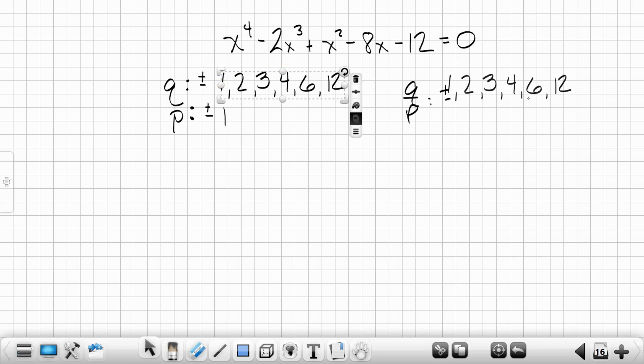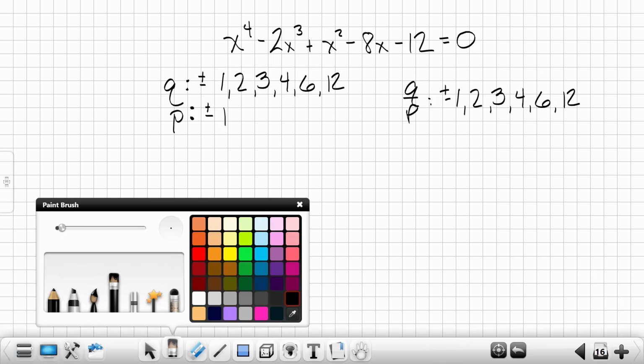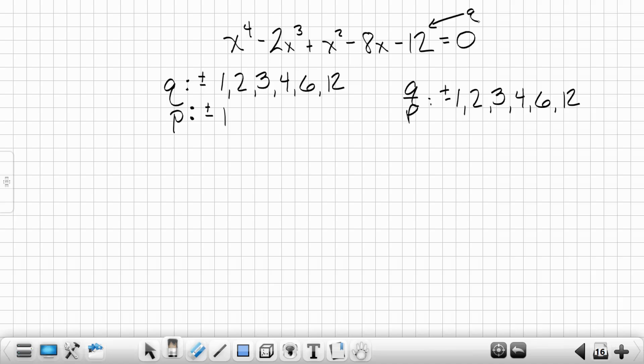Question about Q? Q is factors of 12. No, Q is just the last number in here. P is the first coefficient.